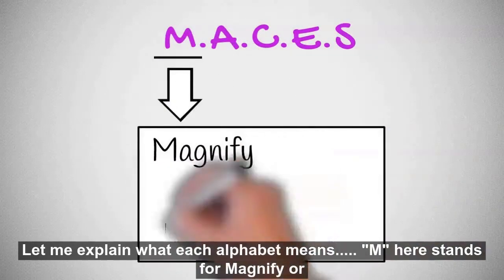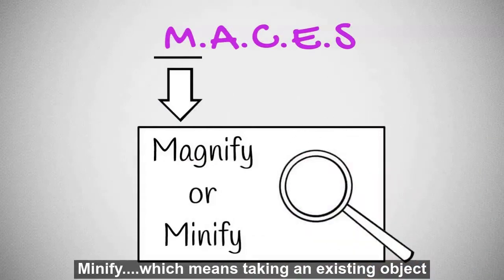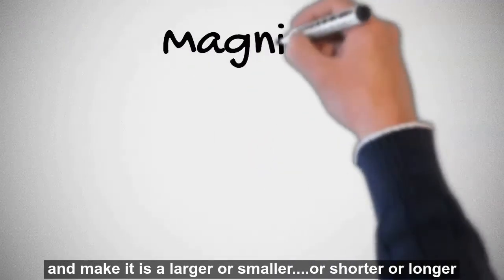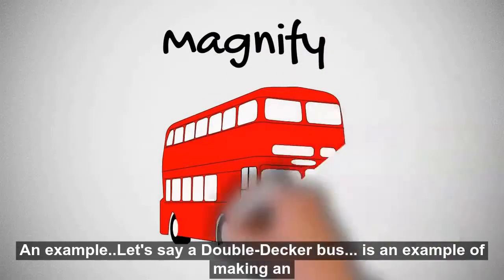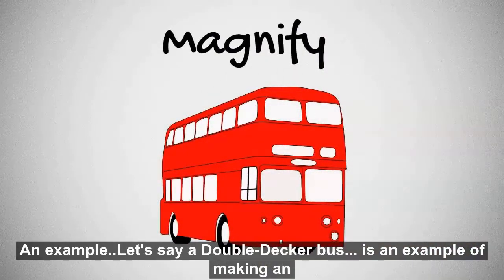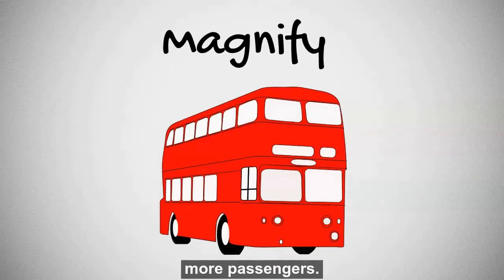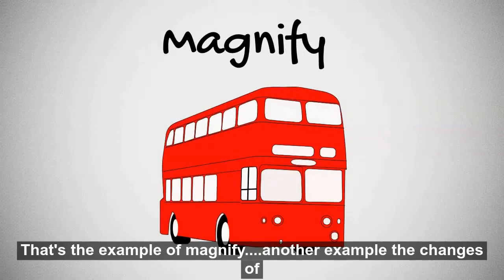M here stands for magnify or minify, which means taking an existing object and making it either larger or smaller, or shorter or longer. Now let me give you an example. Let's say a double-decker bus is an example of making an object or vehicle larger by adding another layer on top to carry more passengers. That's the example of magnify.